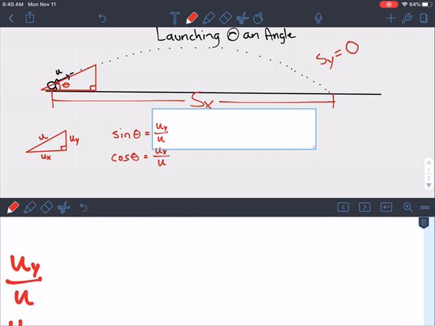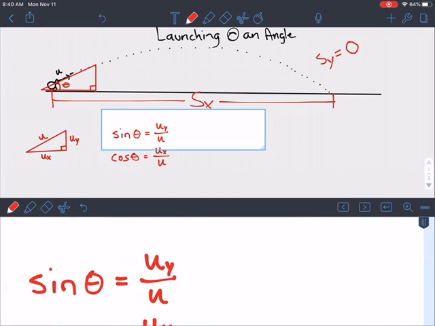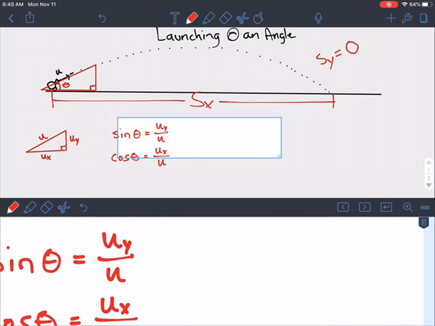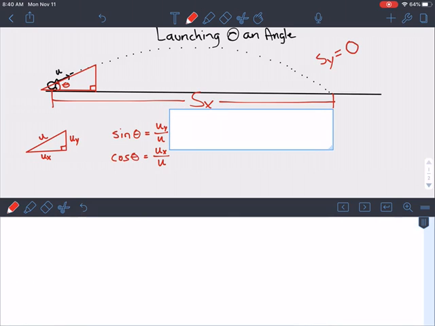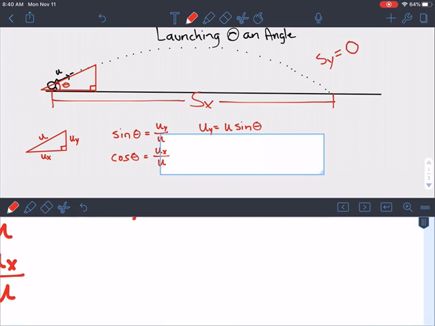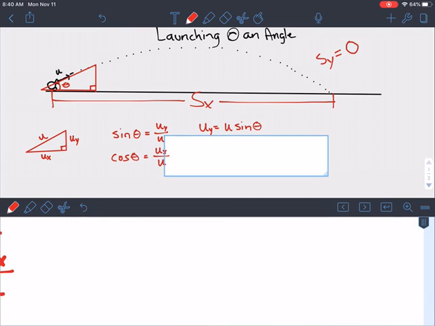So to make these usable, let's go ahead and rearrange these equations for uy and ux, and then we can plug them into our y and x direction SUVAT equations. So if we rearrange sine theta equals uy over u, we would say that uy equals the initial u times sine theta. Let's do the same thing for cosine. And so if we rearrange this equation for ux, so initial velocity in the x direction equals initial velocity times cosine theta.